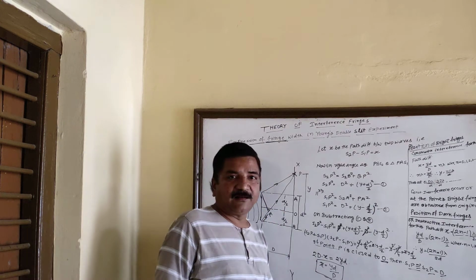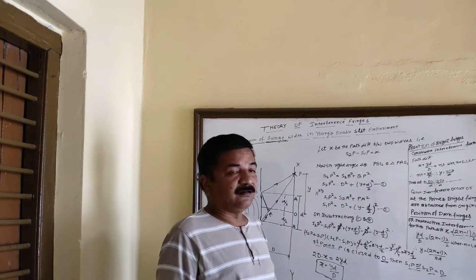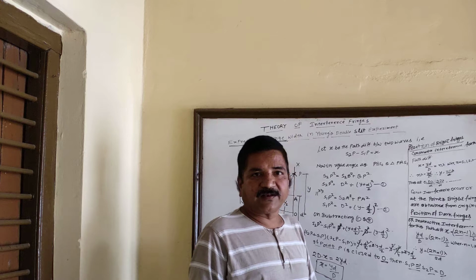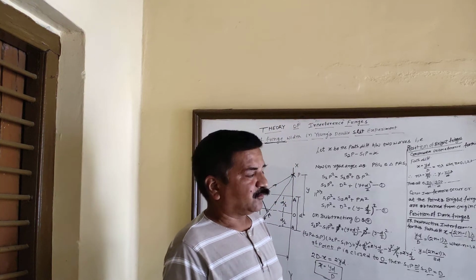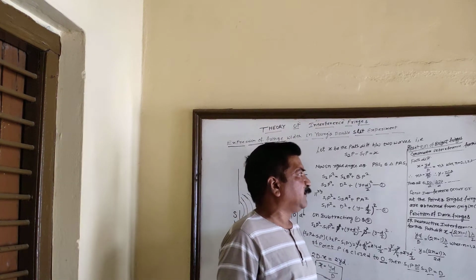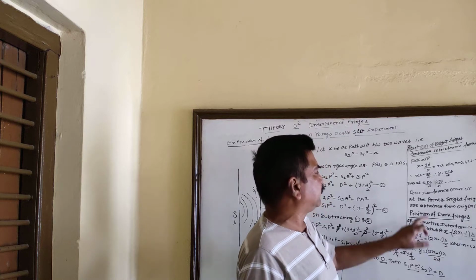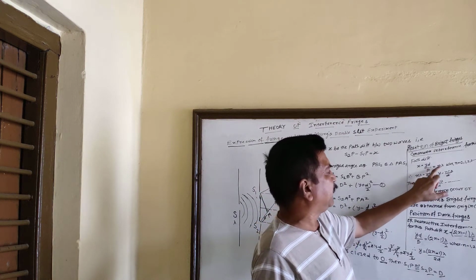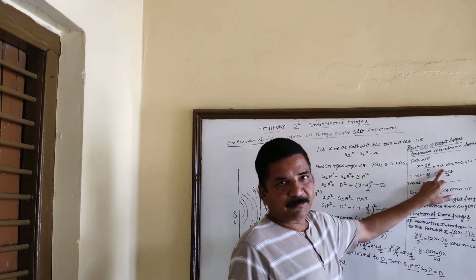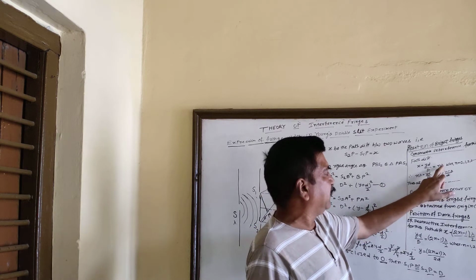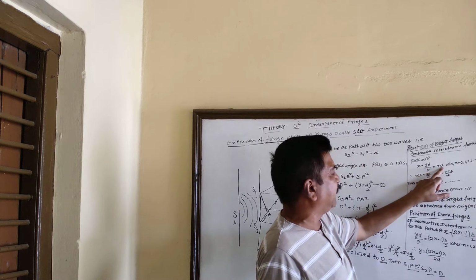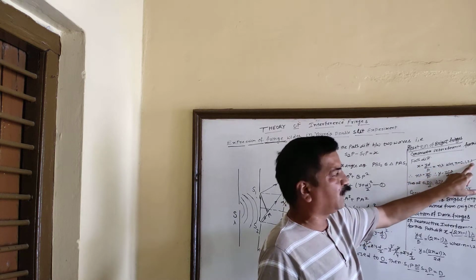Now you have to find the position of bright and dark fringes, that means for constructive interference and destructive interference. For constructive interference, we know that the path difference is given by an integral multiple of lambda. That means you can write x is equal to yd by D is equal to n lambda, where n is equal to 0, 1, 2, 3.